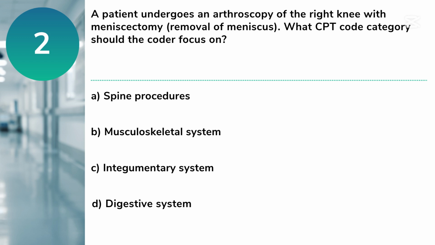Question 2. A patient undergoes an arthroscopy of the right knee with meniscectomy, removal of meniscus. What CPT code category should the coder focus on? A. Spine procedures. B. Musculoskeletal system. C. Integumentary system. D. Digestive system.